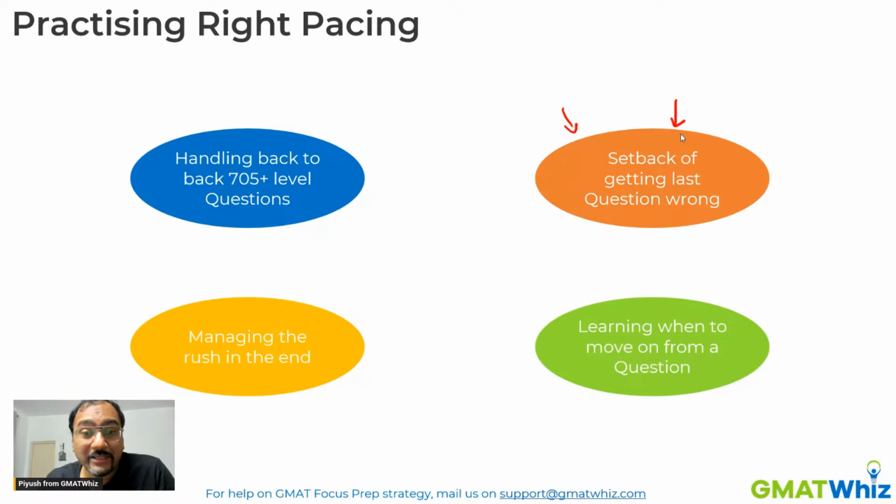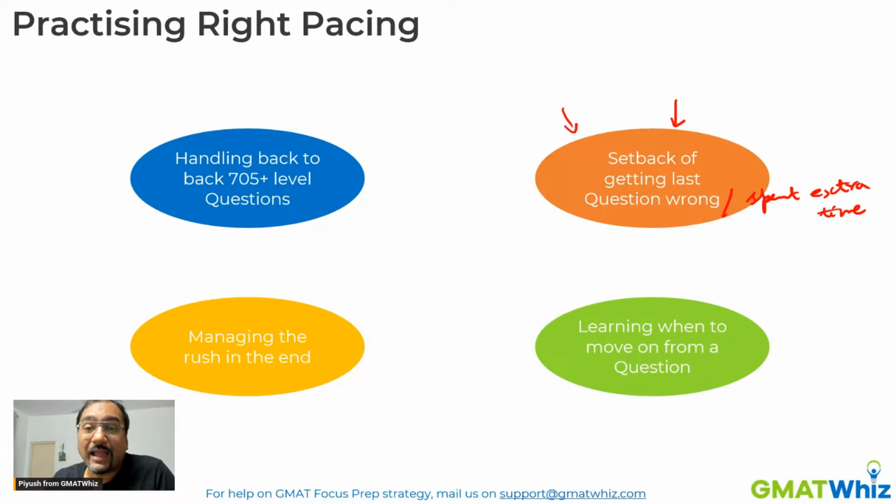So what happens is sometimes you get a question wrong or you spend extra time on it, and because of that you go to the next question and rush through it. You're trying to cover up. That's the worst thing you can do to yourself. If you have spent extra time or gotten something wrong, you have already made an error. You don't want to make it worse, and you have to learn how to get away from that setback.